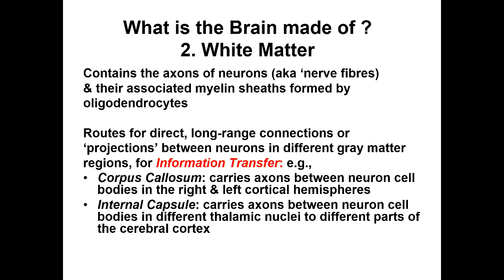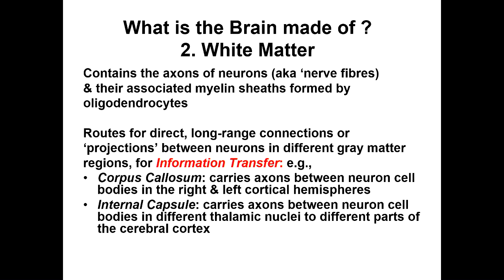It's mainly fat. Now, the white matter inside the brain is mainly a whole series of routes for direct long-range connections or projections between neurons in different grey matter regions. And therefore, the major function of the white matter in the brain is for information transfer. And I'm just going to mention a couple of really huge white matter pathways which are characteristic of the human brain. One is called the corpus callosum.